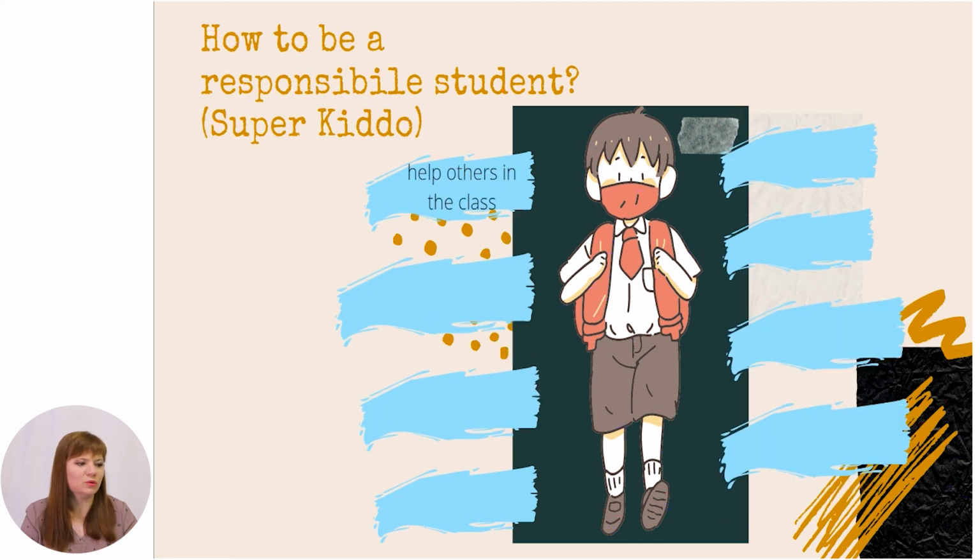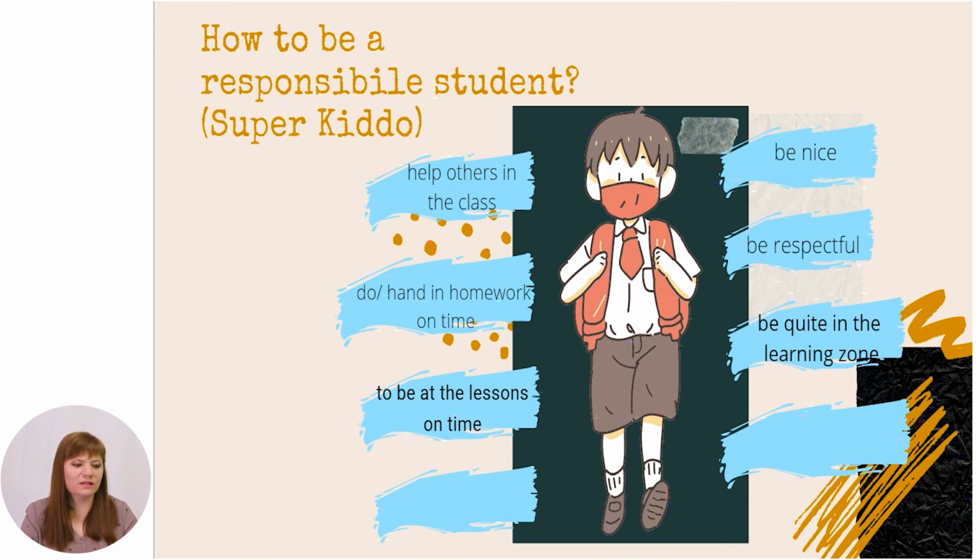So, a responsible student helps others in the class. They do or hand in homework on time. Be nice. They are respectful. They are at the lesson on time. They are quiet in the learning zone. They are reliable every time. And they keep the learning space clean. So this is the super kiddo, and I think your suggestions are the same.